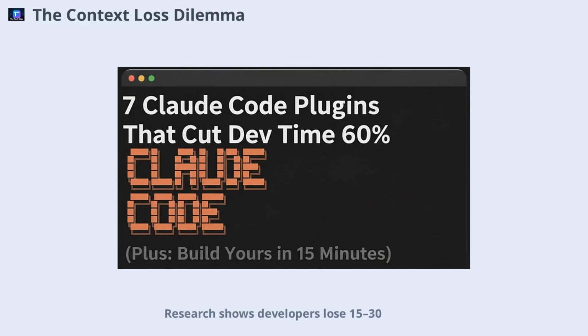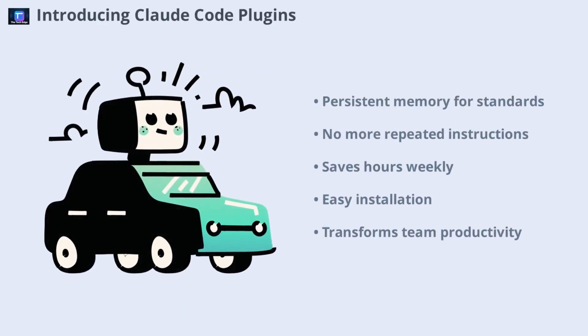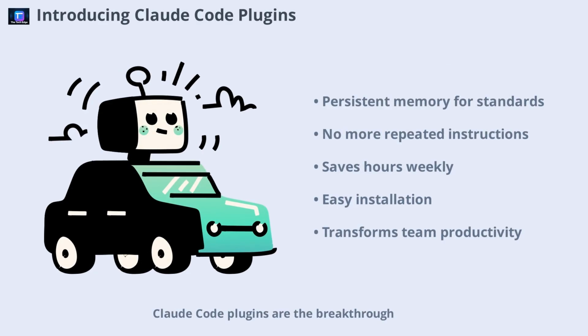Research shows developers lose 15–30 minutes per session just re-establishing context. For teams, this adds up to hours each week, draining productivity and morale. But what if there was a way to break this cycle for good? Claude Code plugins are the breakthrough solution to the context loss dilemma, released in October 2025.